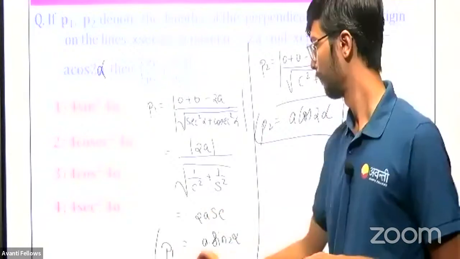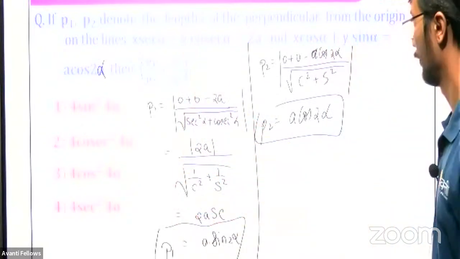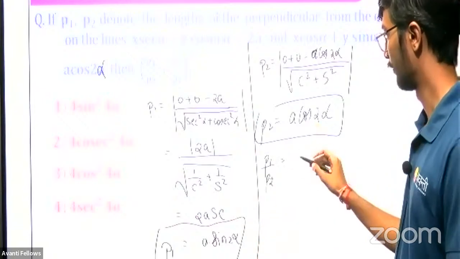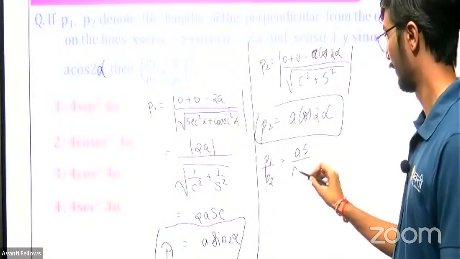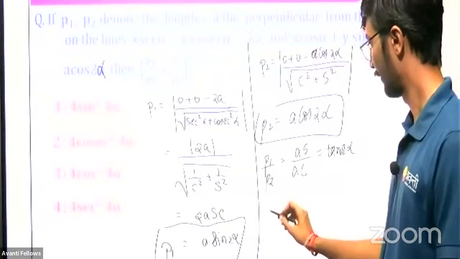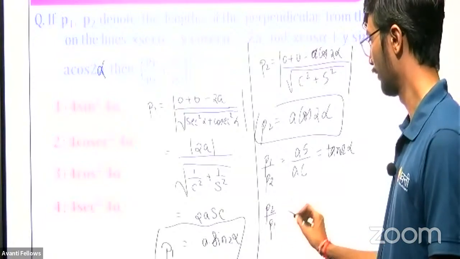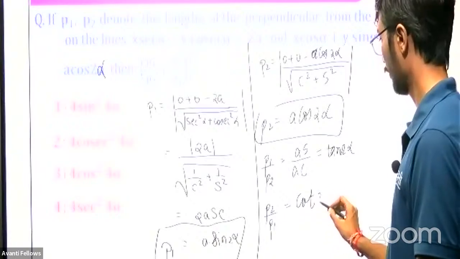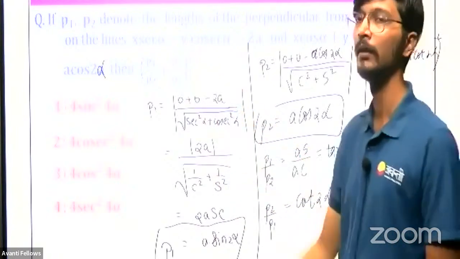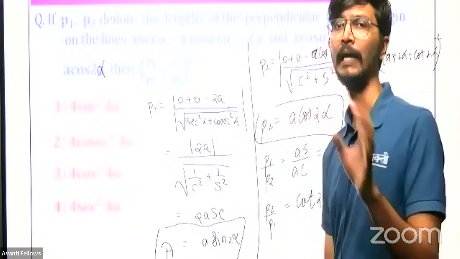We got P2. So let us find P1 upon P2 and P2 upon P1. So P1 upon P2, this upon this. So A sine upon A cos, which is equals to tan 2 alpha. And that means P2 upon P1 will be equals to cot 2 alpha. Now we have to add these. So my answer will be basically tan 2 alpha plus cot 2 alpha, the whole square, as we have square here. So let us convert tan and cot into sine and cos.